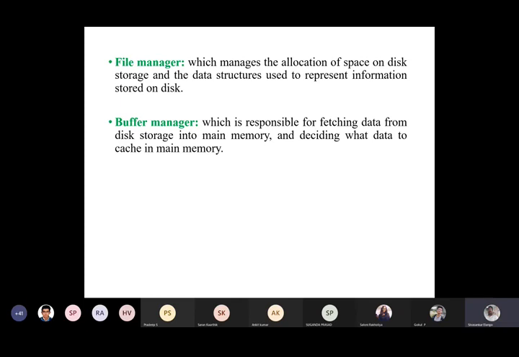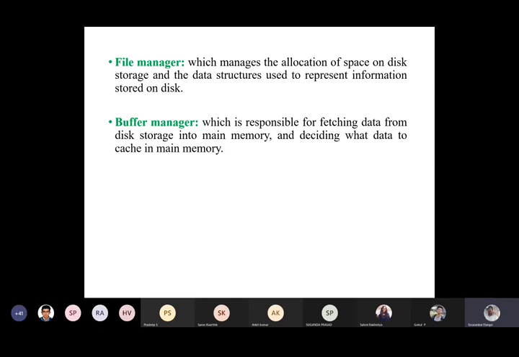And finally, the buffer manager. The buffer manager component is responsible for fetching data from the disk storage into main memory and deciding what data to cache in the main memory. Whenever you execute a program or an instruction, it should be present in the main memory. To execute a particular instruction, the instruction has to be brought into the main memory. So the buffer manager decides what data is to be present in the main memory. It is also responsible for fetching the data from the secondary storage into the main memory.